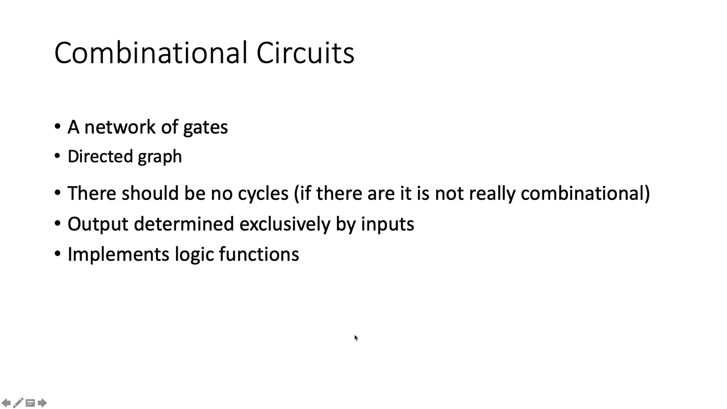So for that, we have combinational circuits. So how can we define that? When we have a network of gates, and a directed graph, we want to pass a flow from several parts and then through a direction through many gates. The condition is there should be no cycle, right? And the output of the combinational circuit is determined exclusively by the inputs. So all of the elements do some logic operations in the middle, and then you're going to have an output, okay?